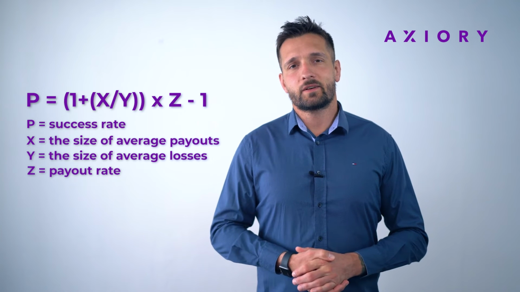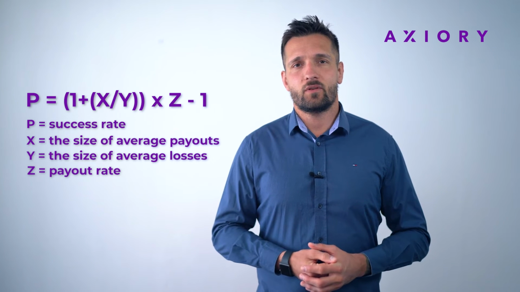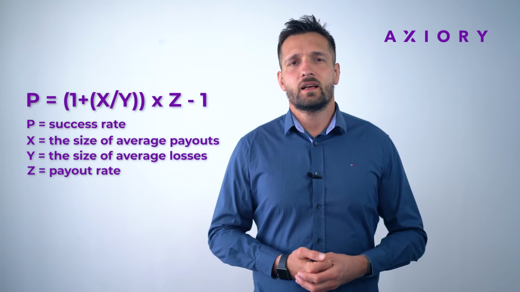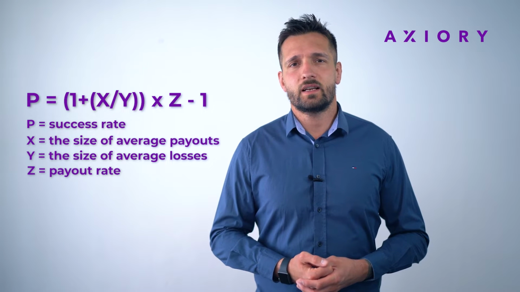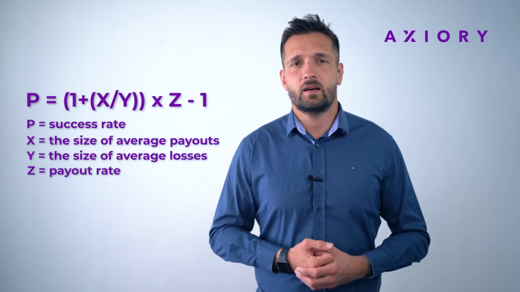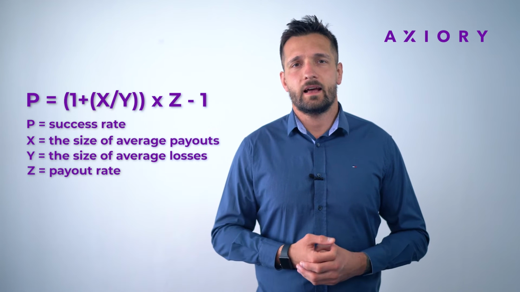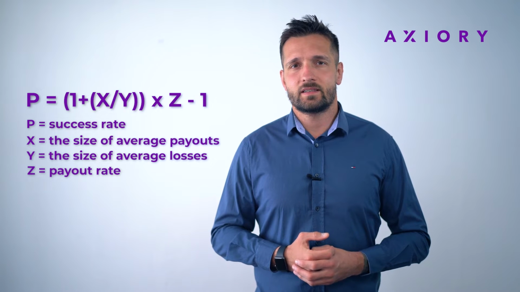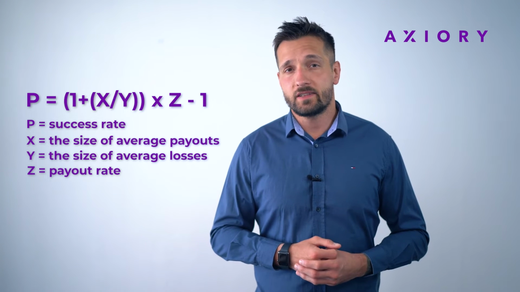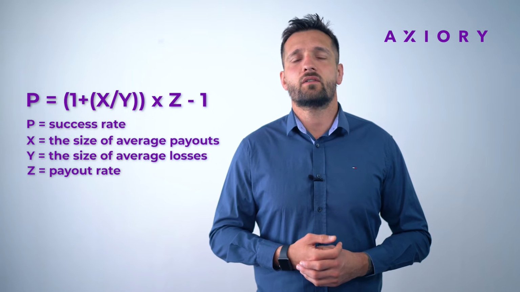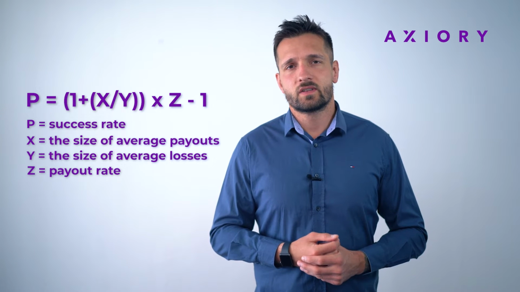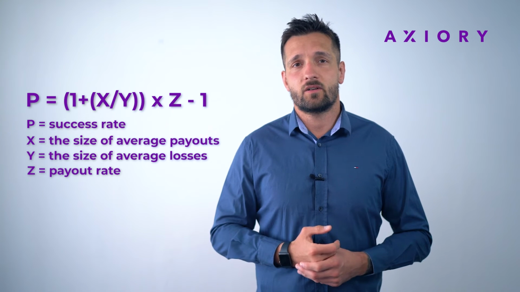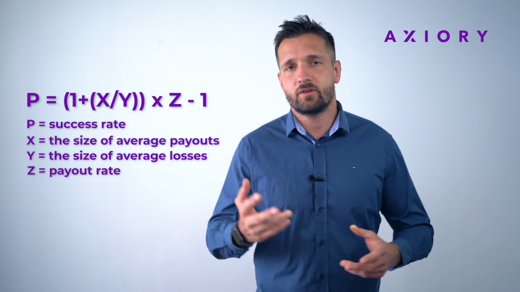On the screen, you can see the equation for success rate. How to calculate it? Well, in order to calculate success rate, you need the average payout, average loss, and a payout ratio. So let's imagine that you made 10 trades. 8 of them finished with profit and 2 of them on loss. So the payout rate is 80% or 0.8, if you will.